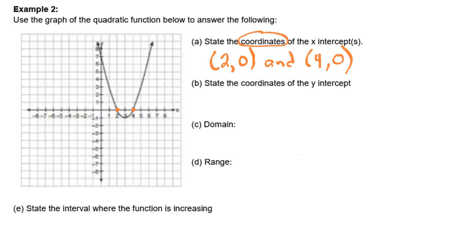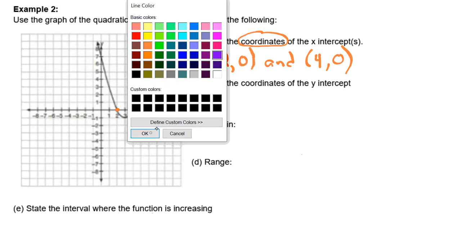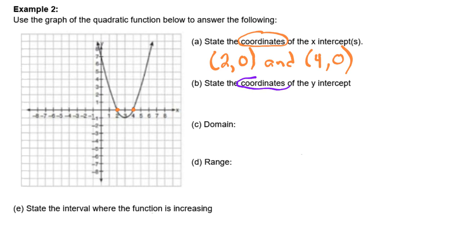Then state the coordinates of the y-intercept. So like I just said, when you're asked to find the coordinates, you're going to write it as a point. So let's see, the y-intercept is at (0, 7). So that's the point we write for our y-intercept.